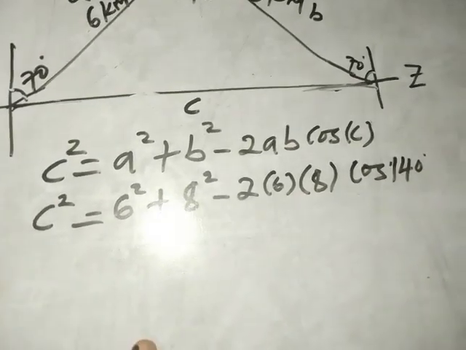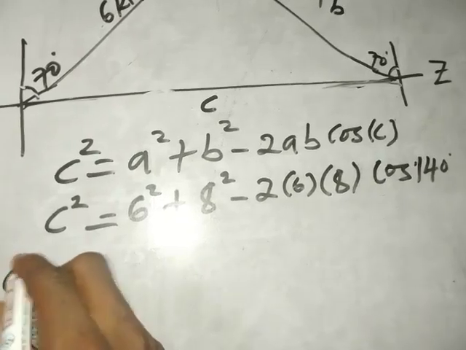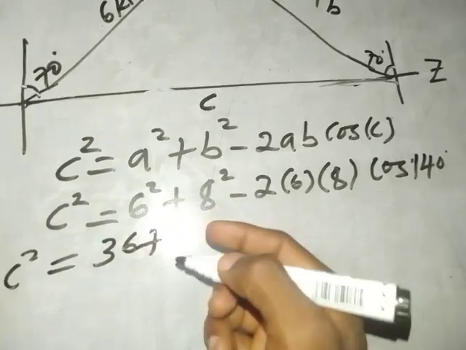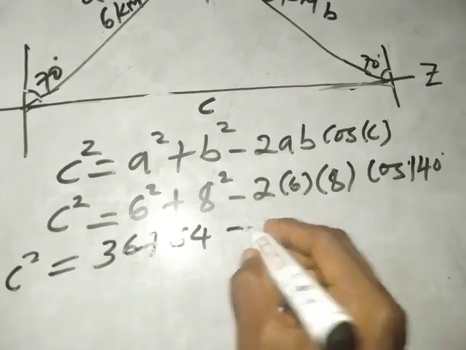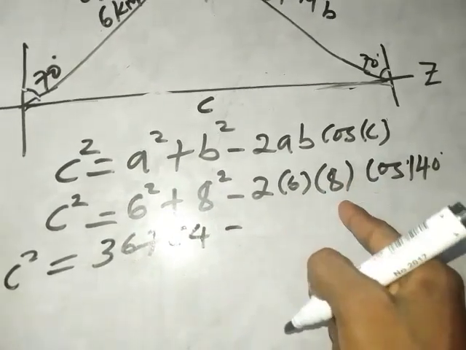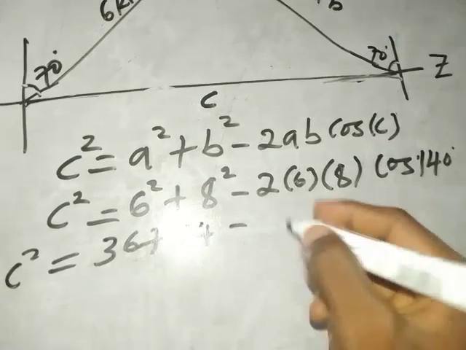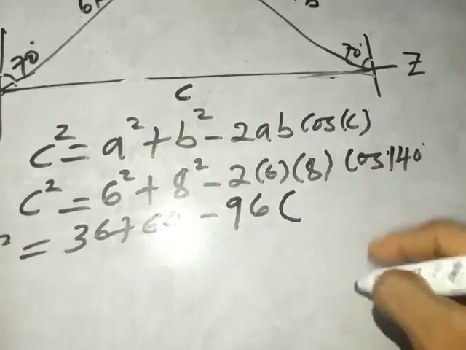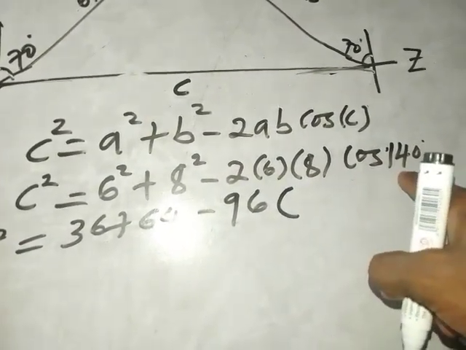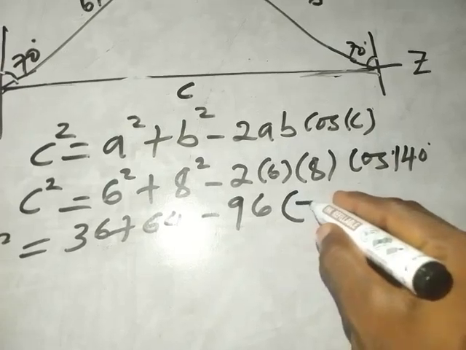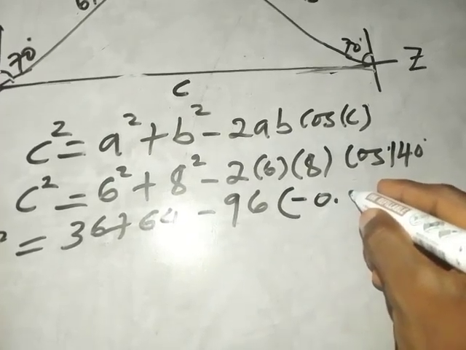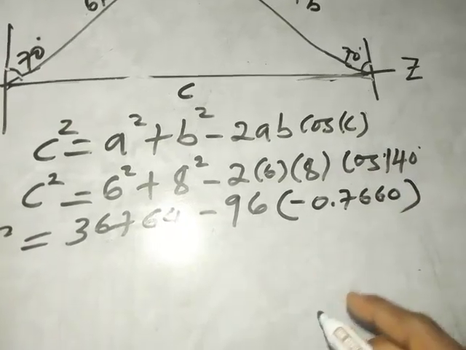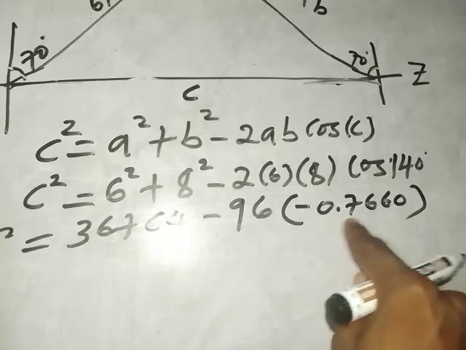You multiply. So C squared is equal to 6 squared, which is 36, plus 8 squared, which is 8 times 8, which gives you 64, minus 2 times 6 times 8, and that should be 96, times cos 140. If you press cos 140 in your calculator, you are going to have minus 0.7660. Are you getting me?